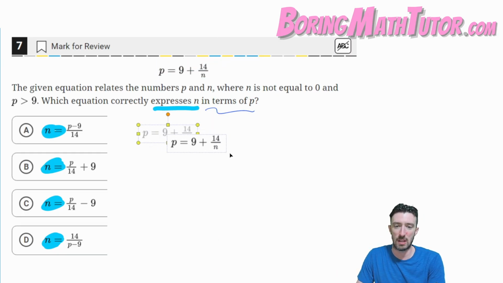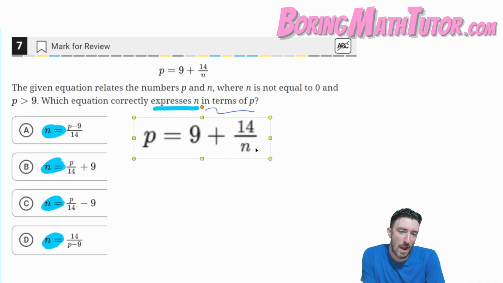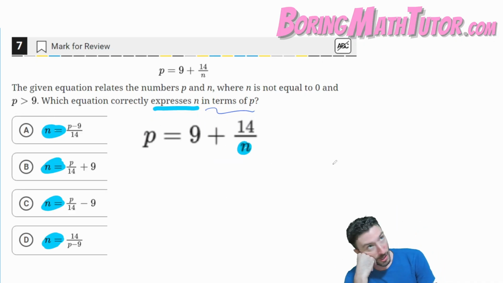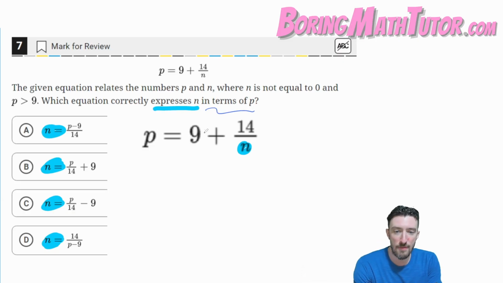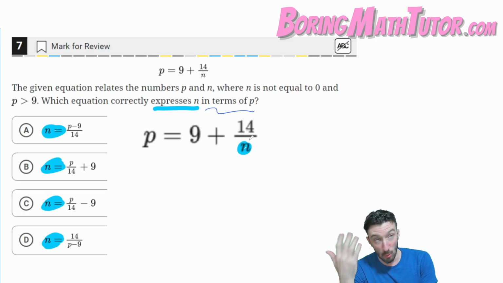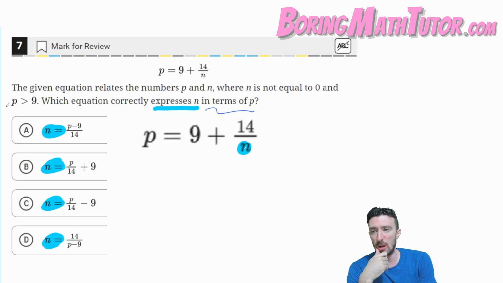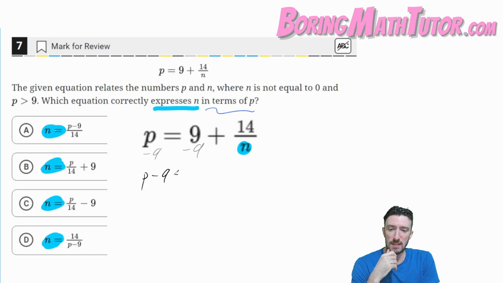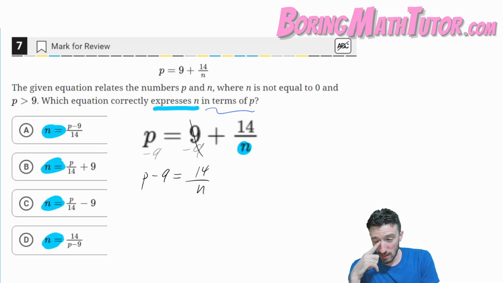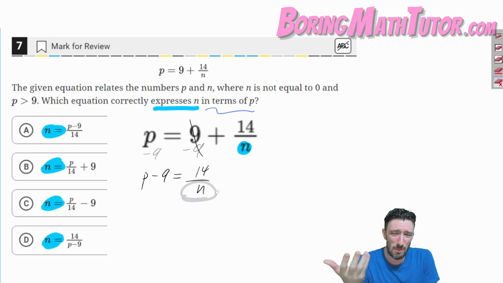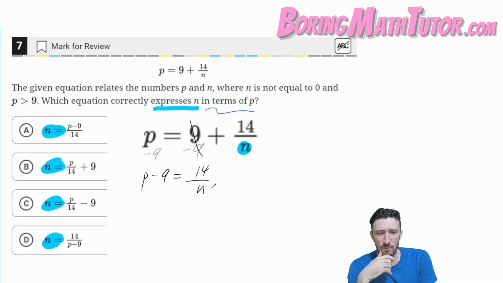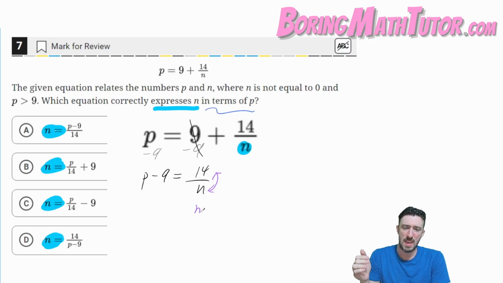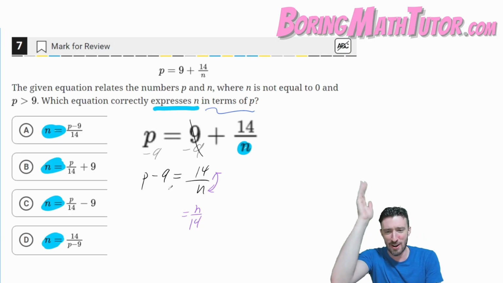Let's take the equation and let's try to figure out what n is. Well, n is over here. Oh boy, how am I going to get everything else that's not n away? How am I going to get n equals on its own? Well, how about we start by at least getting rid of that 9. That's easy enough. We got p minus 9 equals 14 over n. Ay, ay, ay, the n is still on the bottom. What am I going to do? Well, you know what? Wouldn't it be nice if I just threw it up to the top and then put the 14 on the bottom and called the whole thing n over 14?